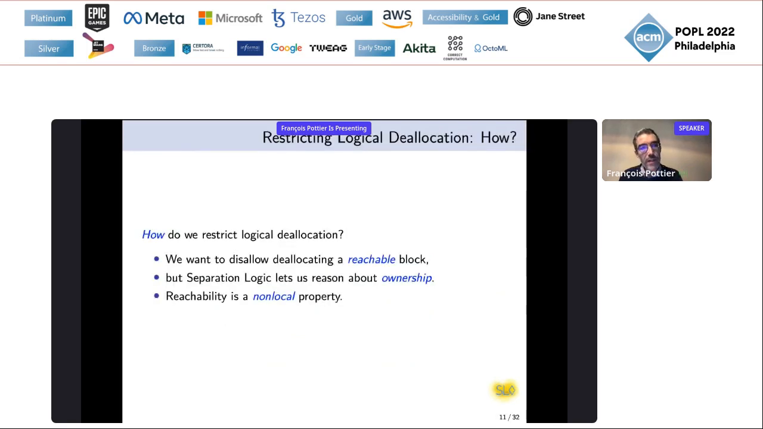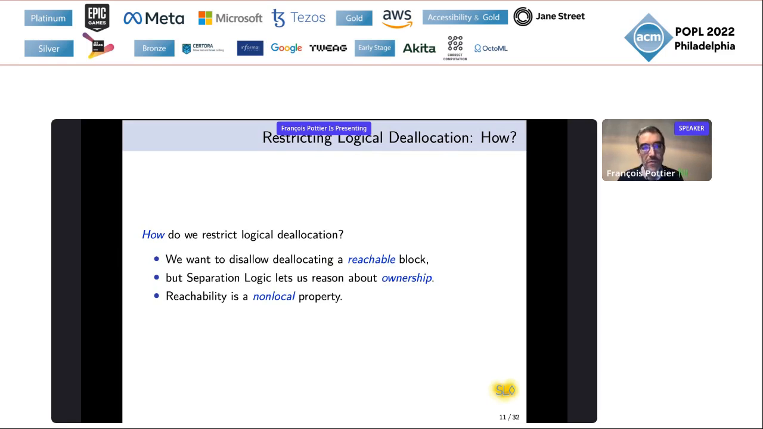So I have just explained that we want to restrict logical deallocation, but I haven't explained how to do that. We want to disallow logically deallocating a reachable block. So we have to reason about reachability. But the trouble is, separation logic is designed to let us reason about ownership. And ownership and reachability are incomparable concepts. None of them implies the other in general. Furthermore, reachability is not a very nice property because it's non-local. So it's not clear at first how we might reason about reachability.